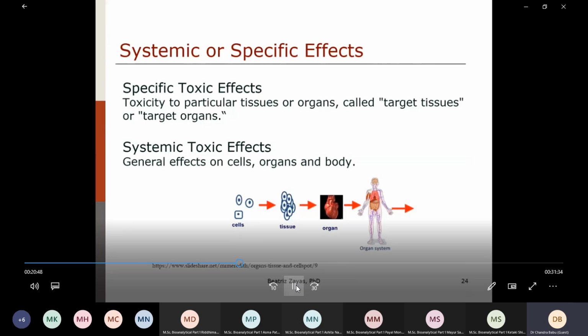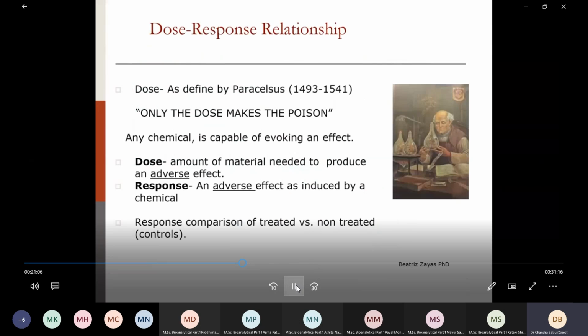But there's also systemic toxic effect, which is a more general effect. Remember, as an organ system, we are composed of organs, tissues, and cells. And when we talk about systemic toxicity, you could identify toxicity at all of those levels. However, at what level will we really see those effects?